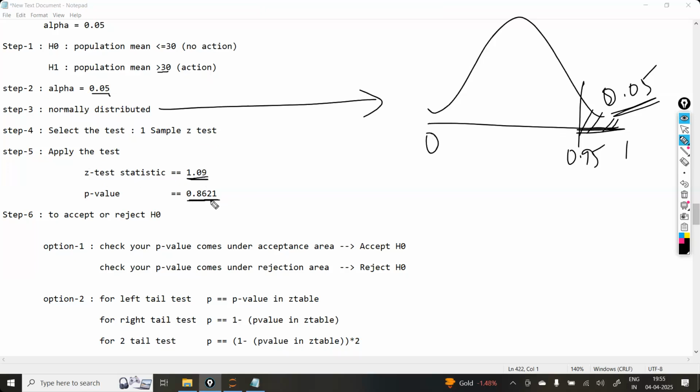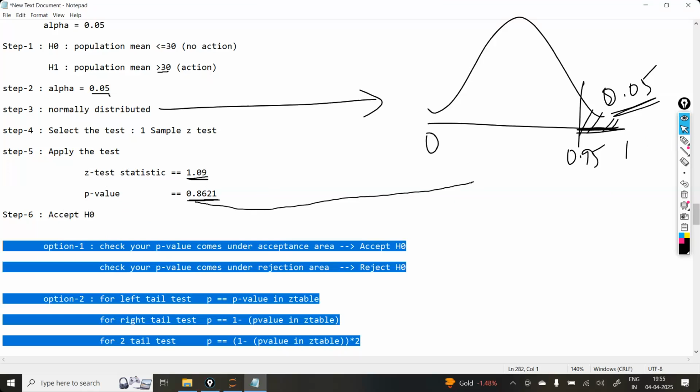And what is the p-value you have received? Does this p-value come under the acceptance area or the rejection area? 0.681 comes under 0 to 0.95, or does it come under 0.95 to 1? It comes between 0 and 0.95, which is the acceptance area. So that is the reason we are going to accept the null hypothesis in this case. So finally, in step 6, we are going to accept the null hypothesis. For the pizza example, we are accepting the null hypothesis.